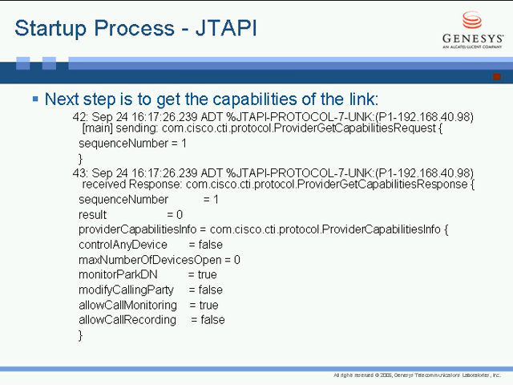Once the link is open, the JTAPI client will request the link capabilities from the Cisco platform. The Cisco will respond with its abilities. These options will, of course, be used to determine the tasks that TServer will be able to complete. These options will be different between versions of Cisco, as capabilities have changed throughout the generations of Call Manager and Communication Manager.